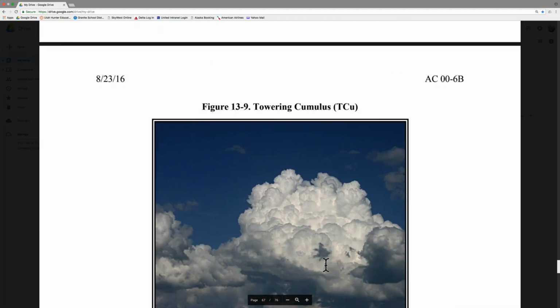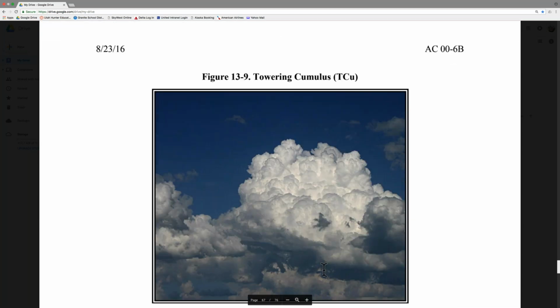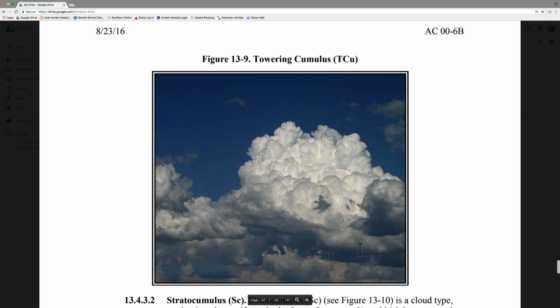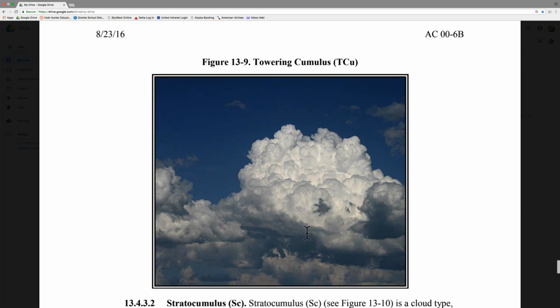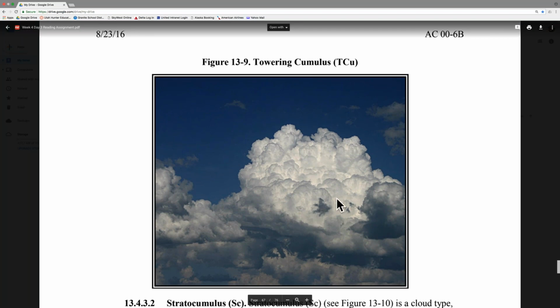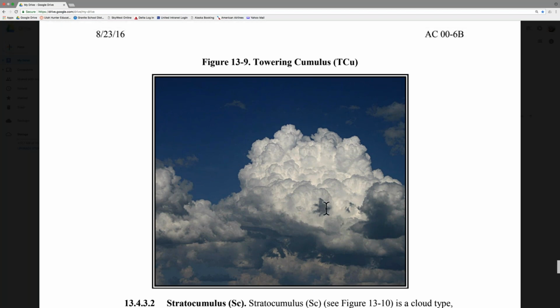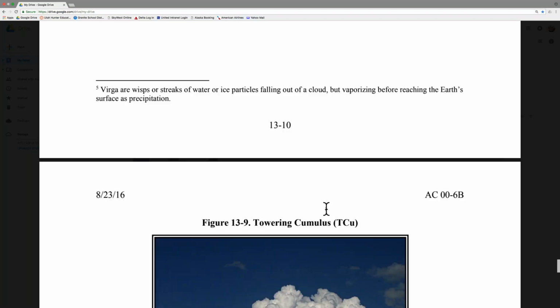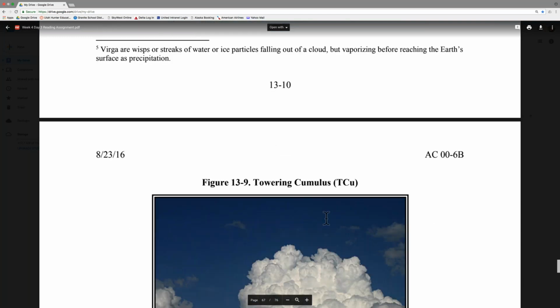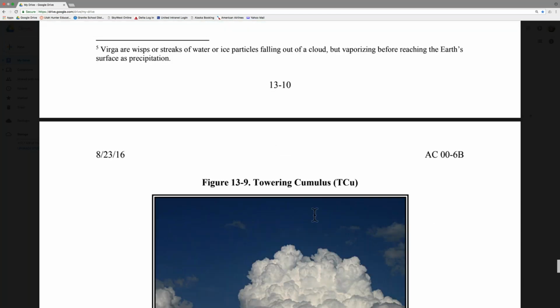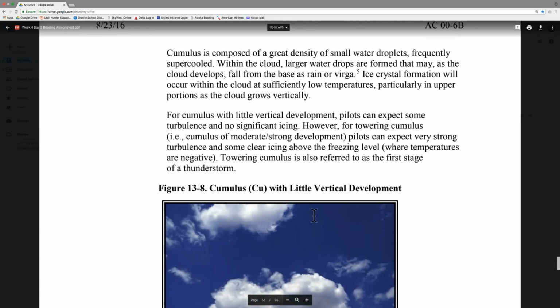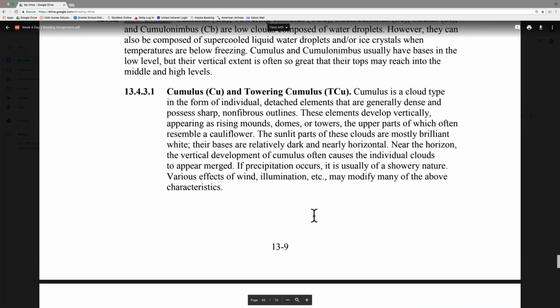But when we have a whole lot of convection, it's going to create these towering cumulus clouds. You need a whole lot of convection and then a whole lot of water vapor in the air. But we'll see these towering cumulus clouds form. So these clouds, both the cumulus and the towering cumulus, we associate with turbulence.